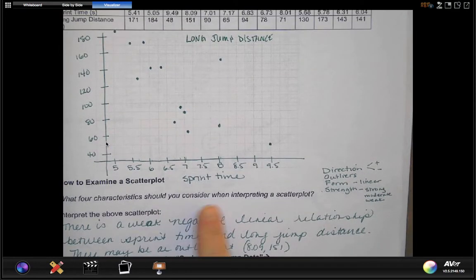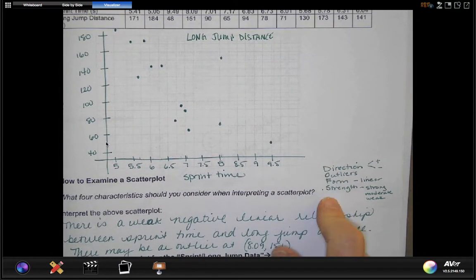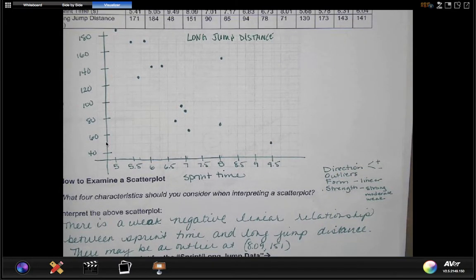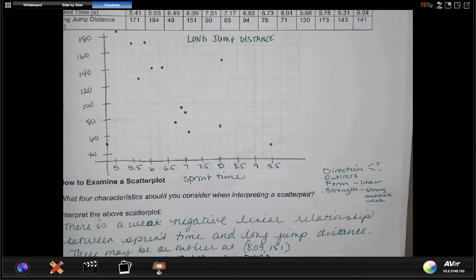Don't forget to label. What 4 characteristics should you consider? So the book gave you an acronym, DOFS. So direction is either positive or negative. The O is for outliers. Again, if you don't feel that you have an outlier, don't worry about mentioning it. Form, right now you're just going to worry about it saying it's either linear or not linear. The strength, strong, moderate, or weak.